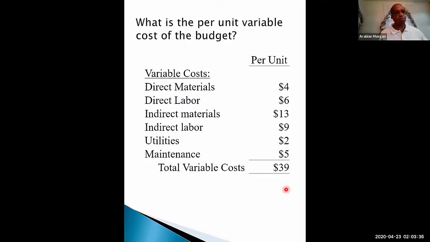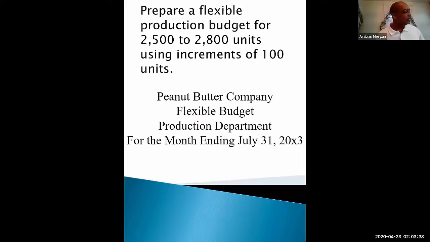So on page 404, it asks us to prepare a flexible budget, not a budget report, but a flexible budget for 2,500 to 2,800 units of peanut butter in this case, using increments of 100 units. So I've already got the header filled out for you.